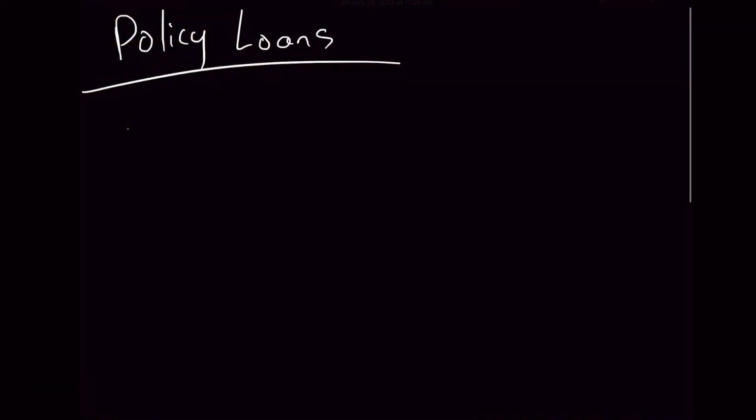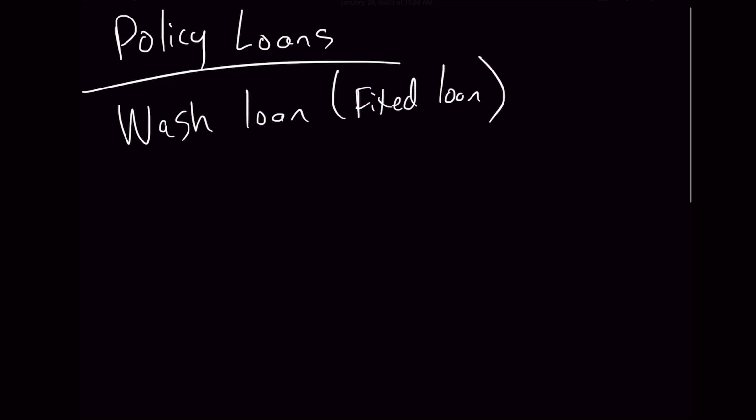But today, I want to try just to make it super easy. So there's different types of policy loans. And the first type of policy loan is going to be super straightforward. That would be known as a wash loan. It could also be called a fixed loan, or maybe even a standard loan. And these are pretty simple.